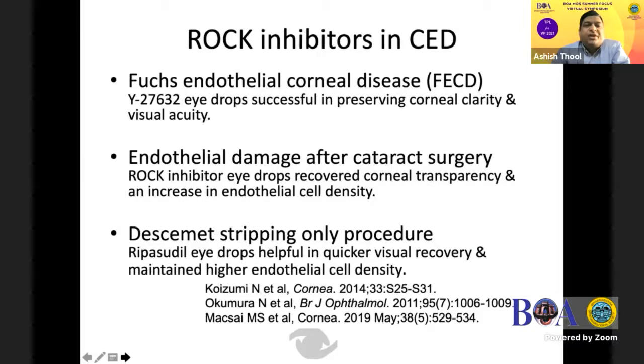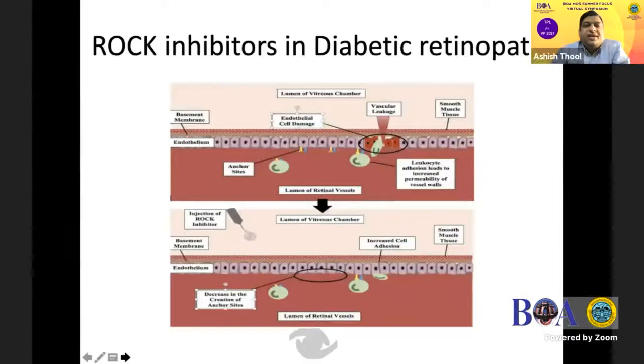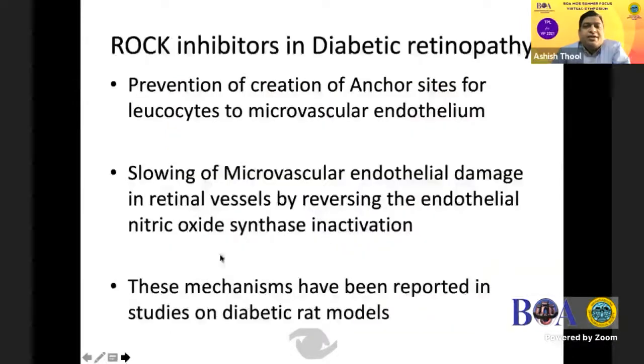A small case series of endothelial damage after cataract surgery did show, on use of Rho kinase inhibitor eye drops, recovery in corneal transparency and increase in endothelial cell density. In cases of eyes with diabetic retinopathy, you either use an intravitreal injection or an implant, which would actually decrease the creation of anchor sites for the leukocytes to adhere to the retinal microvascular endothelium layer. In addition to this, it will also slow the microvascular endothelial damage in the retinal vessels by reversing the endothelial nitric oxide synthase inactivation. These basically have been studied in diabetic rat models.